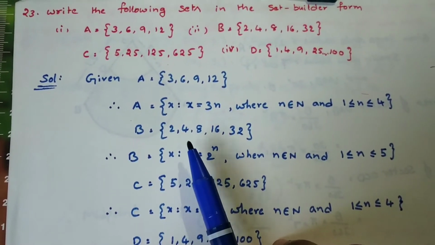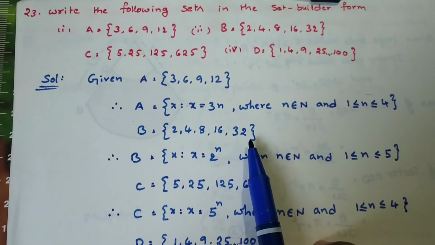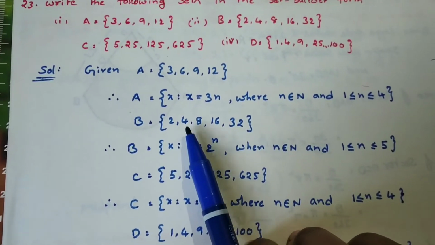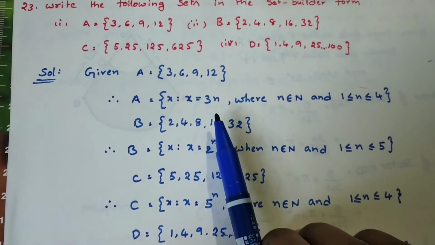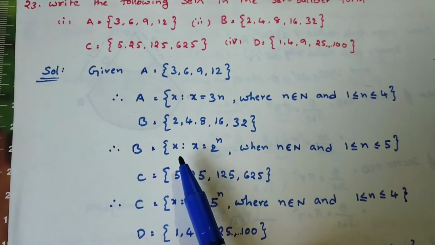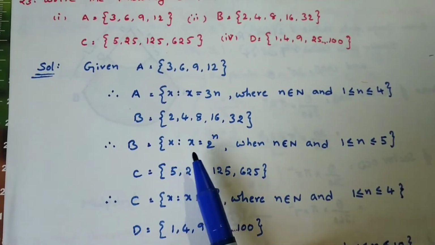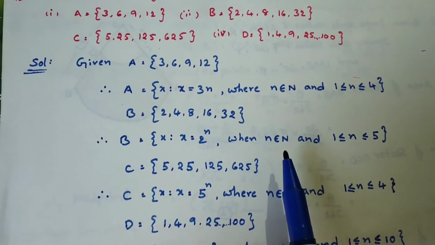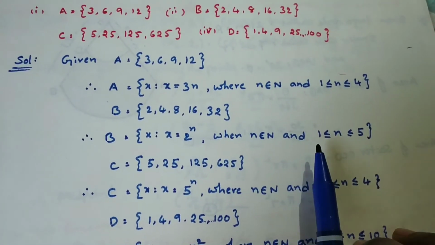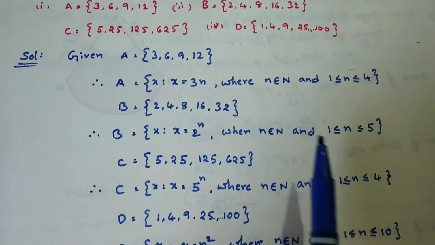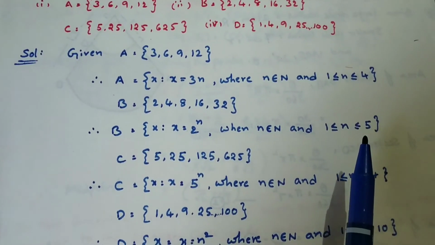B is equal to 2, 4, 8, 16, 32, the given. It is looking in the form of 2 to the power of 1, 2 square, 2 cube, 2 power 4, 2 to the power of 5 like that. So B can be written as B is equal to x such that x is equal to 2 to the power of n where n belongs to N, all natural numbers, and 1 less than or equal to n less than or equal to 5. Up to 5 only we consider.